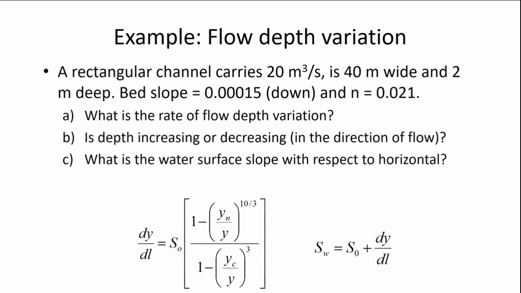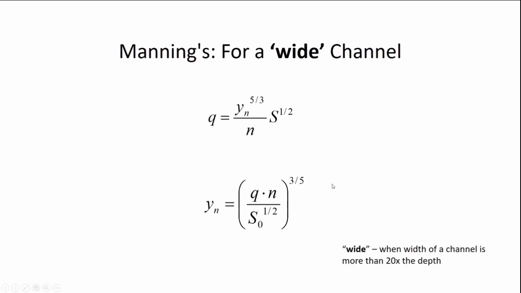All right, so here is an example that we're going to work through. We have a rectangular channel which is carrying 20 cubic meters per second, and it's 40 meters wide and 2 meters deep. So that does meet the threshold of a wide channel, so we can use these shortcuts.